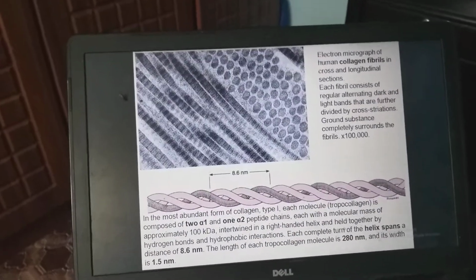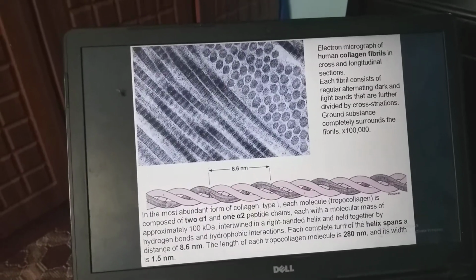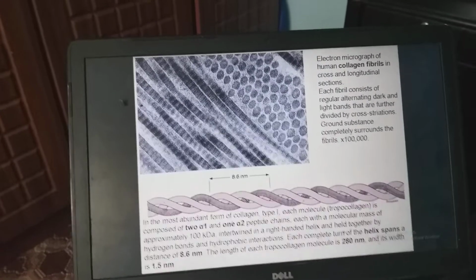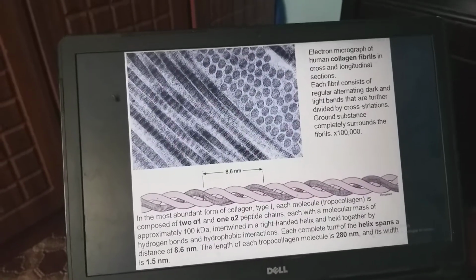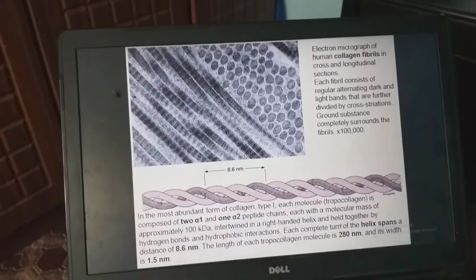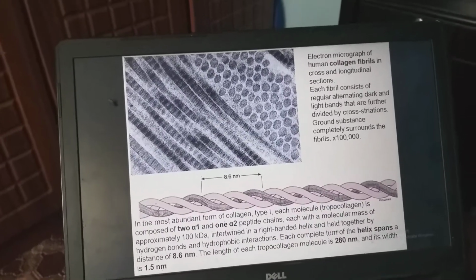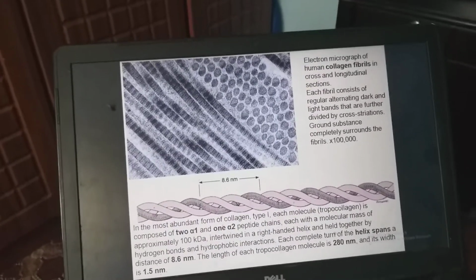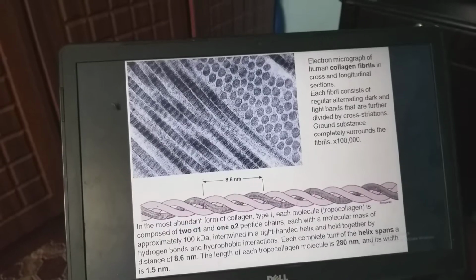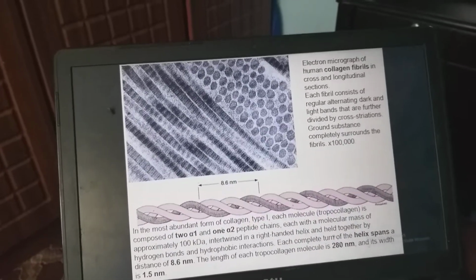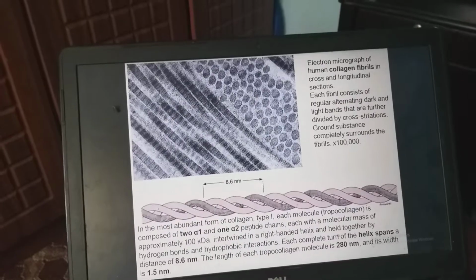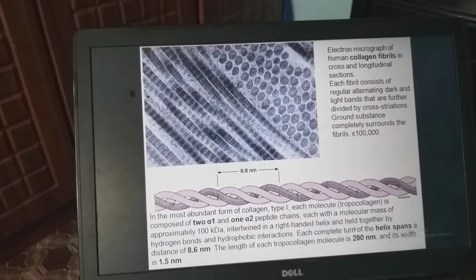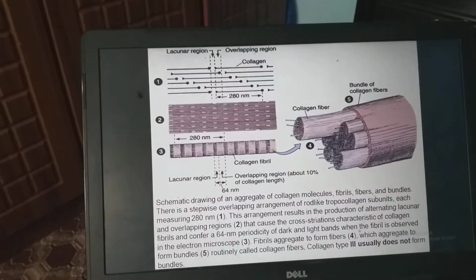When you observe the formation of collagen, it is composed of tropocollagen subunits, which consist of three chains: 2 alpha 1 and 1 alpha 2. As you observe here, there are three chains repeating from each other. Each complete turn of the helix spans a distance of 8.6 nanometers, as you observe from the figures, and the length of each tropocollagen molecule is 280 nanometers, and its width is about 1.5 nanometers.